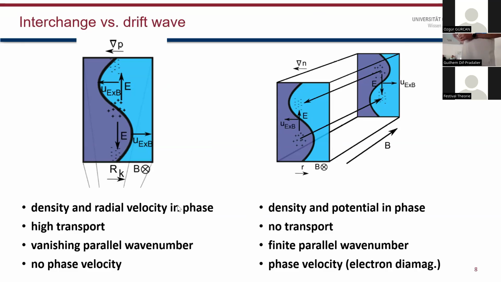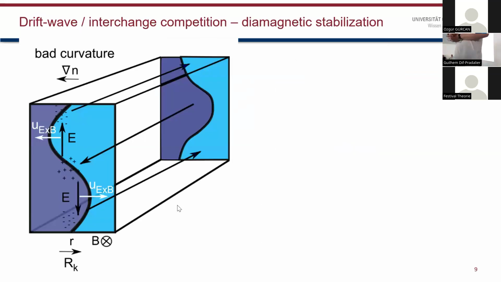For the interchange, there's high transport, vanishing parallel wave numbers, and there's no phase velocity. You have drift wave, density and potential is in phase, no transport, finite wave number. And you would say, okay, have I those or those? Yeah, but in reality, of course, both are at the same time.